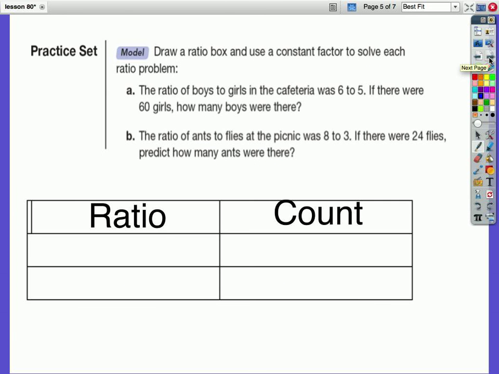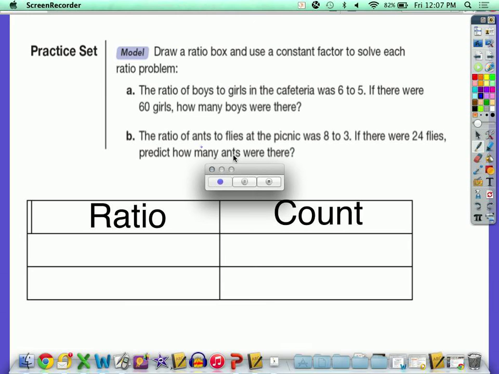Okay? So for the practice set, I drew a ratio box on there for you. So go ahead and do the 2 problems. You'll have to draw your own ratio box, but I just put it on there so you remember what it looks like. Go ahead and fill the ratio box out, and it will help you solve those 2 problems. Make sure if you have any questions, you bring them to class.